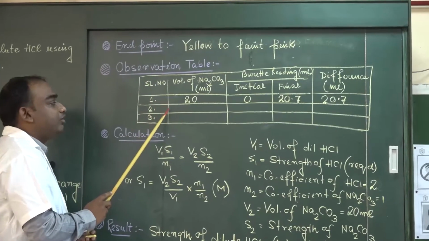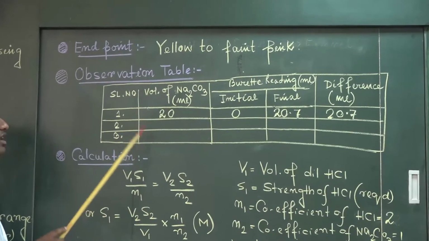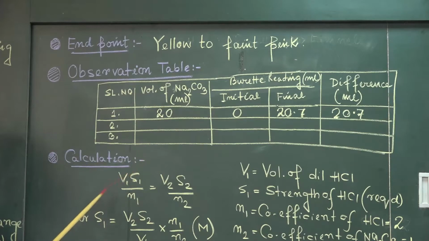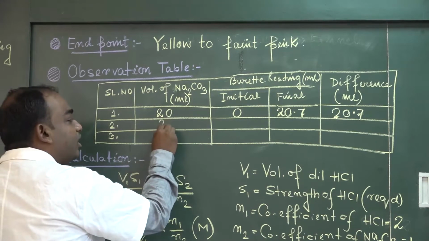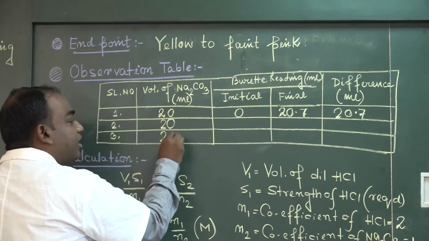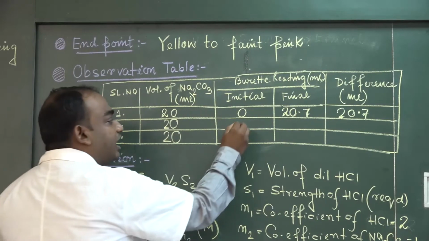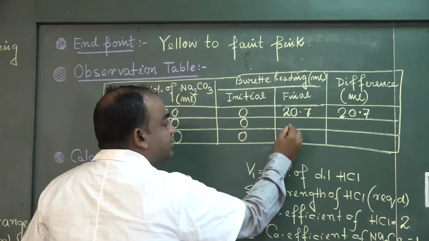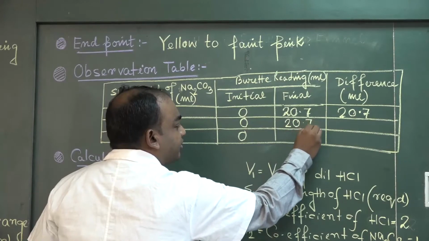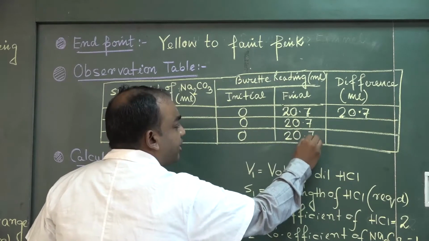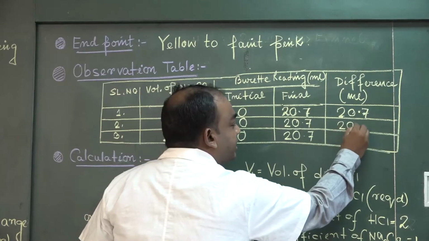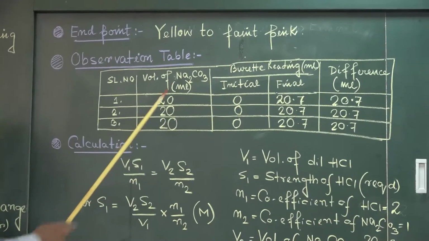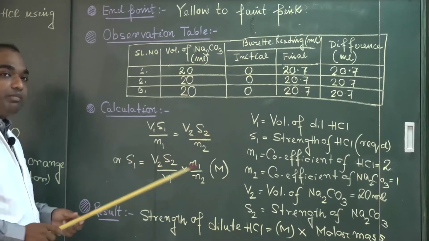Similarly, we will carry out the second and the third titration. The values will be more or less the same. Every time we will pipette out 20 ml of sodium carbonate. In every case, the initial will be 0 and the final will be, suppose, 20.7. So finally the difference will be 20.7. So that is the mean. When we take the mean, it will be 20.7.